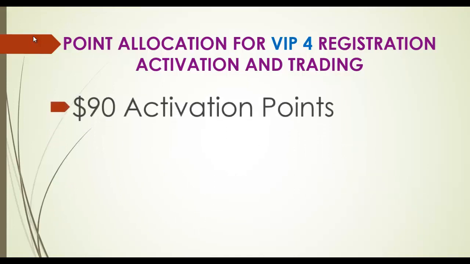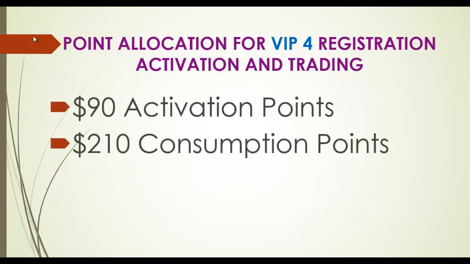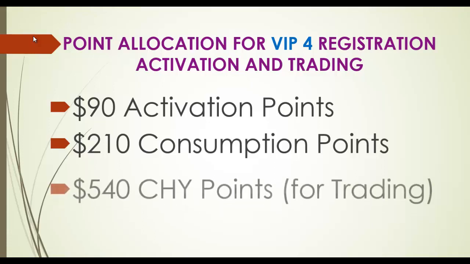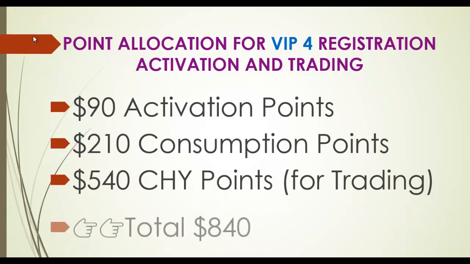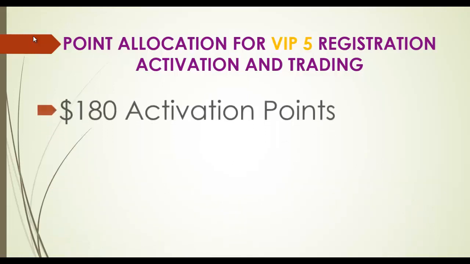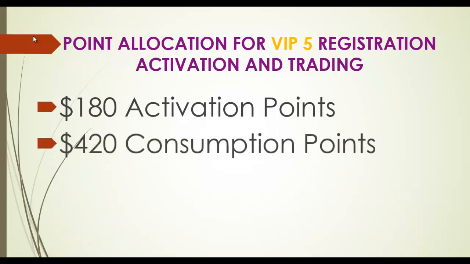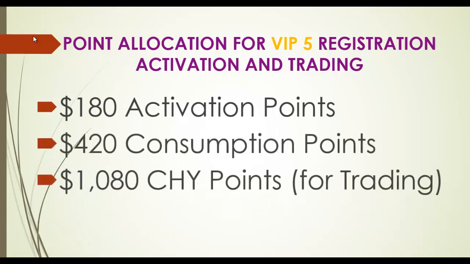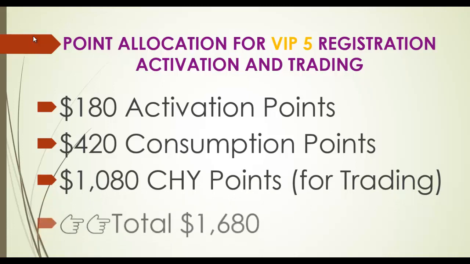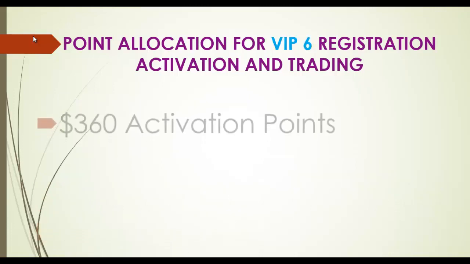VIP4, you need 90 activation points and 210 consumption points. That gives you 300 points that you need to activate your VIP4 account. And then the trading capital, of course, is 540. Total is 840, which you know of. VIP5, 180 activation points, 420 consumption points, and then 1080 CHY points for trading capital. Total is 1680. You know of that already.